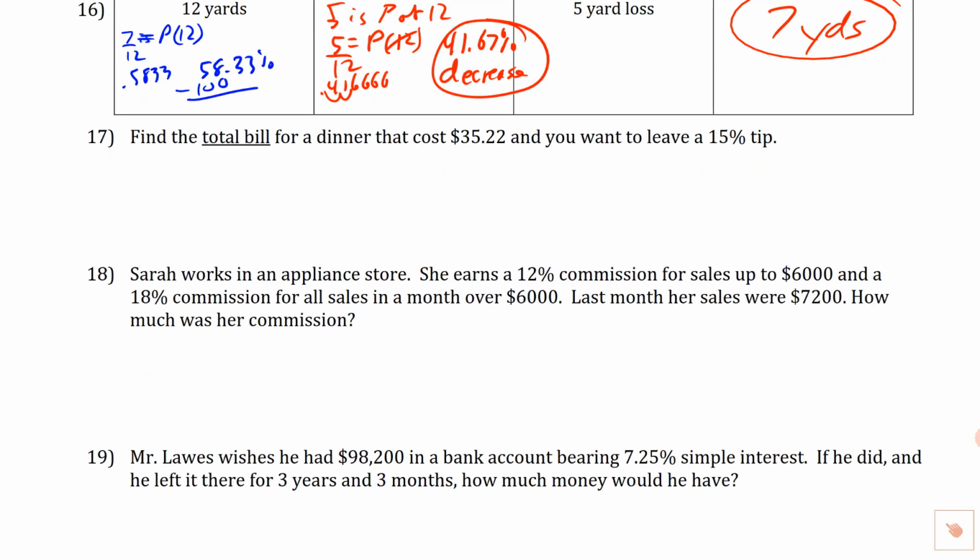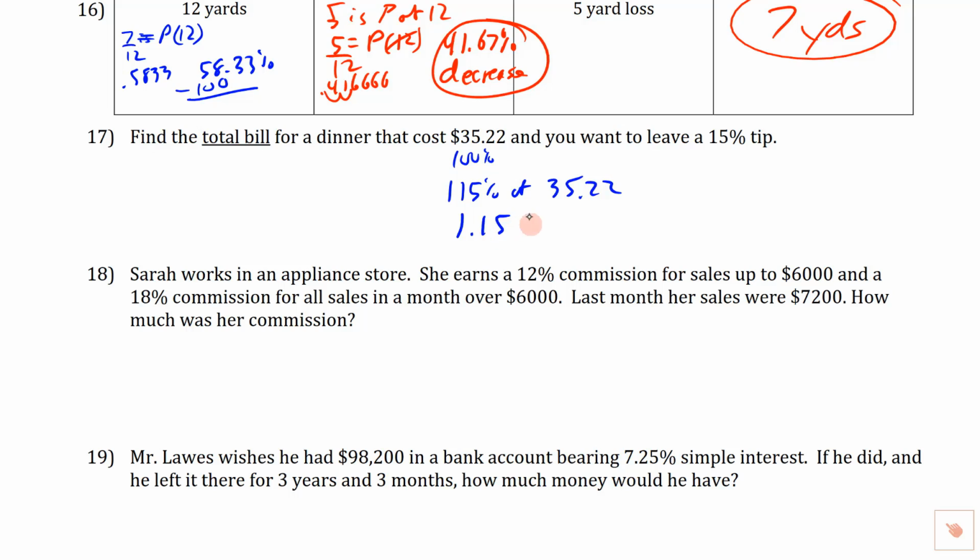Okay, next one, it says find the total bill for a dinner that costs $35.22 and you want to leave a 15% tip. Okay, well this is kind of like what we had up above, but this is kind of written out for us. So we want the total bill. So the total bill is going to be, we're going to pay 100% of this, okay, plus a 15% tip. So if we figured out the quick way that we did up above, this is going to be 115% of the bill, 35.22.